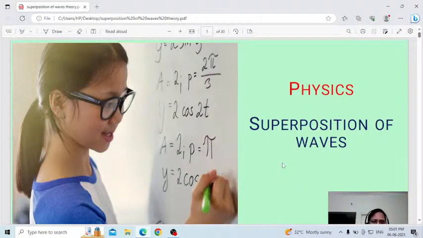In the last class we studied in detail about sound waves. We solved a few MCQ questions based on the topic sound waves. Today's class is one of the most important topics, that is superposition of waves. Today I will explain the theory part. Tomorrow I will solve MCQ questions based on the topic superposition of waves. Let us start the class.